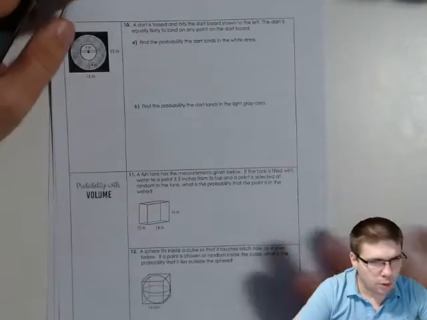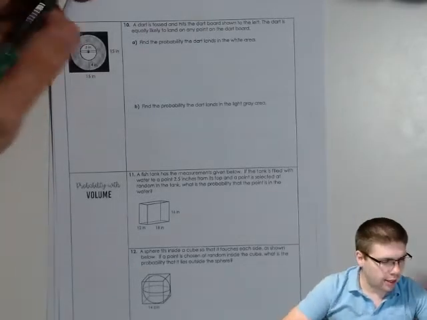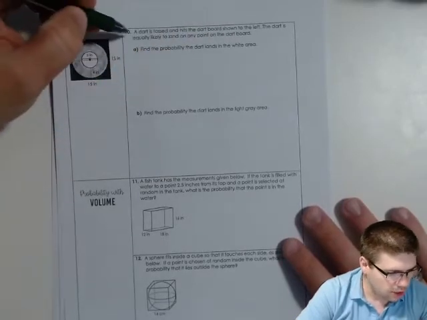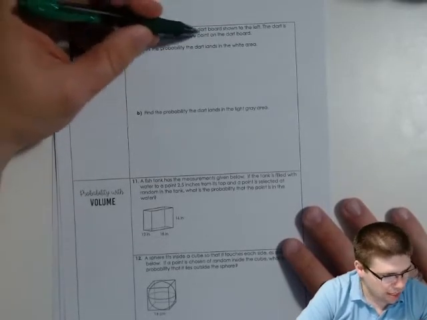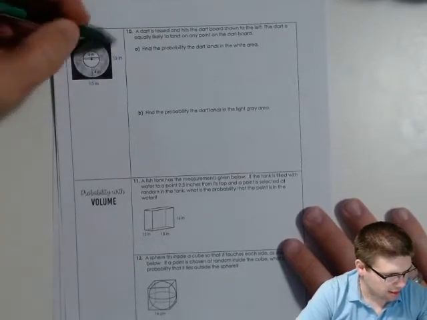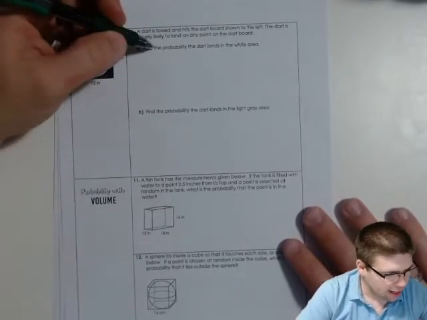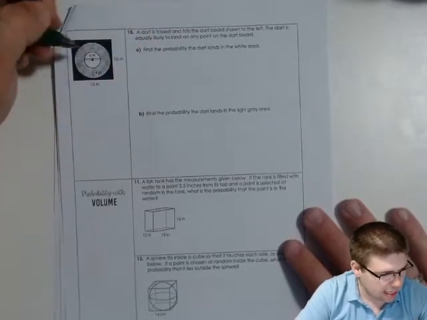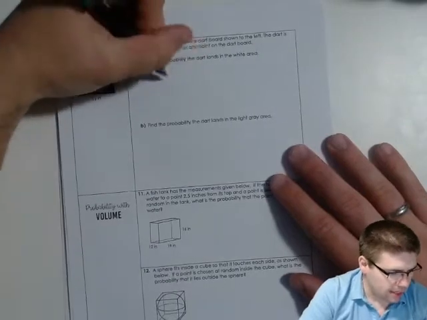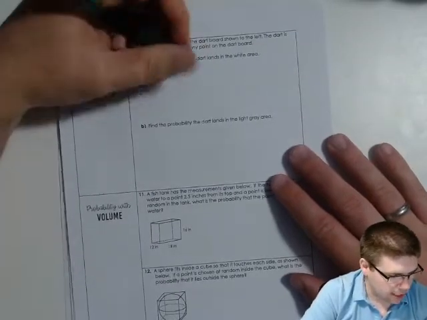All right, so one more we have here involving area. A dart is tossed and hits the dartboard shown to the left. The dart is equally likely to land on any point on the dartboard, which is always kind of a weird problem, but somehow somebody's got the ability to hit anywhere on the board. Find the probability that the dart lands in the white area. And so we've got to do the area of that, so the area of the bullseye, I guess.